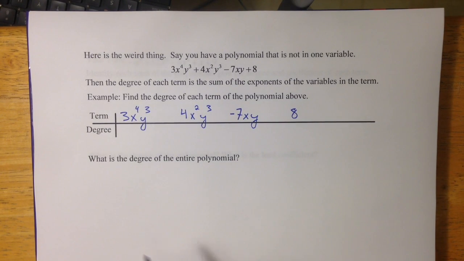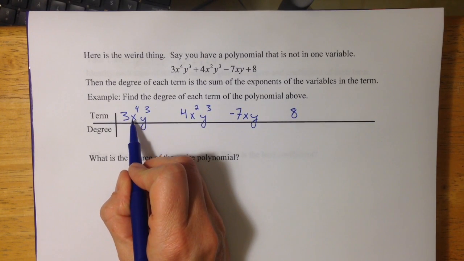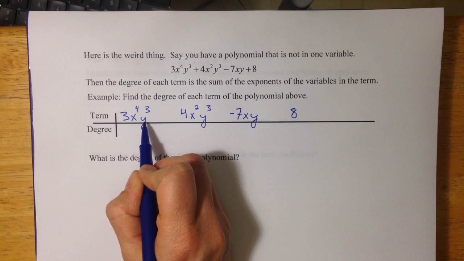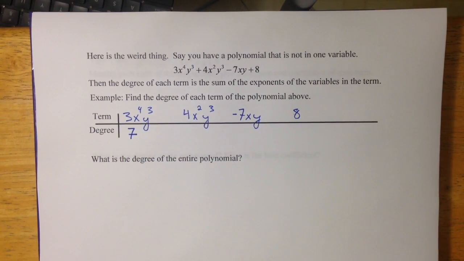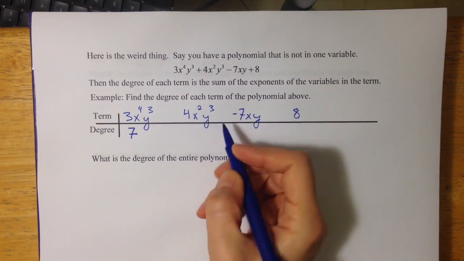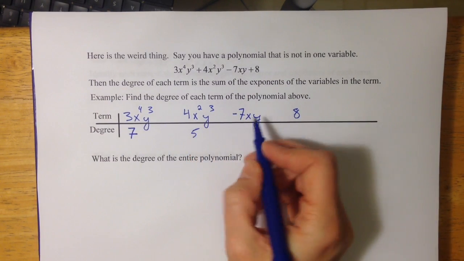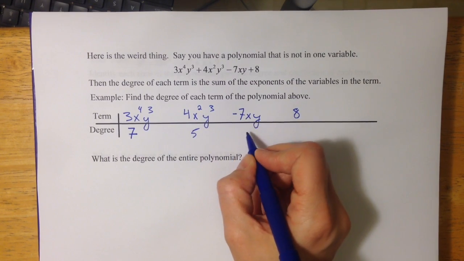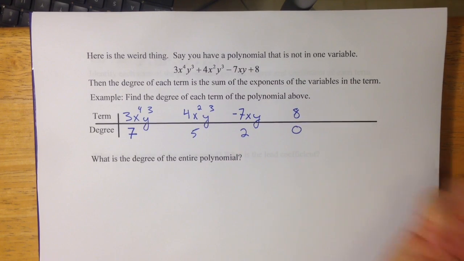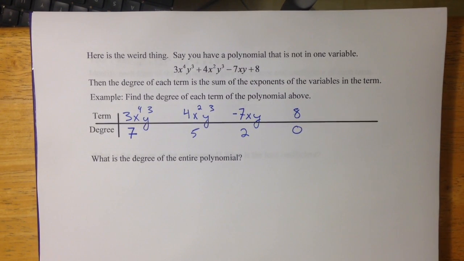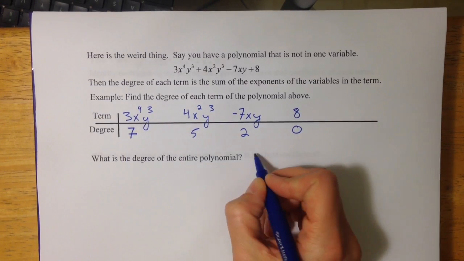So essentially what we want to do here is count the number of variables in each term. This term has 4 x's and 3 y's for a total of 7 variables. This term has 2 x's and 3 y's for a total of 5 things. This term has 1 x and 1 y for a total of 2 variables, and the constant term 8 has no variables whatsoever. Now that we've found the degree of each term, it's easy to find the degree of the entire polynomial, since it's just the highest degree of the terms.